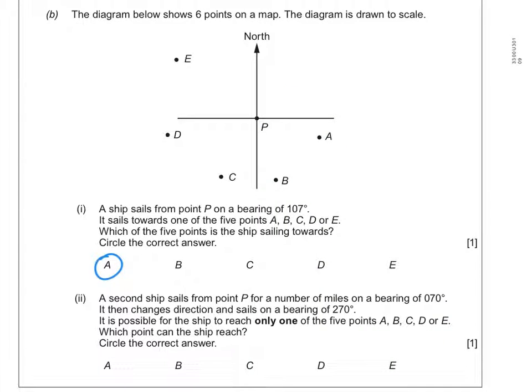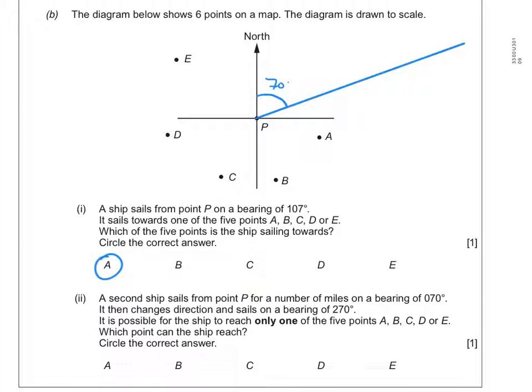For the second part of this question, it says a second ship sails from point P again for a number of miles on a bearing of 70 degrees. So they haven't told us how far they've gone. So the first thing I'm going to do is just mark in that journey that second ship is taking on a bearing of 70 degrees. So again, you can't see my protractor, but I've measured here from P, the angle which we're talking about is this angle here, which is 70 degrees.